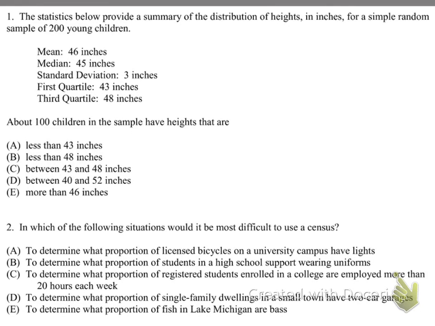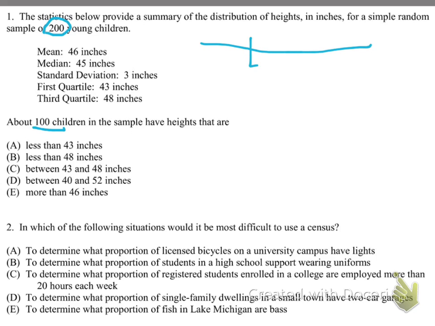Okay, so here we're talking about 100 children, and they say that it's 100, but notice how we start off with 200. So my thinking is that the mean doesn't really tell us how many children, the median tells us halfway, and standard deviation doesn't help us, but the first and third quartiles give us our IQR.